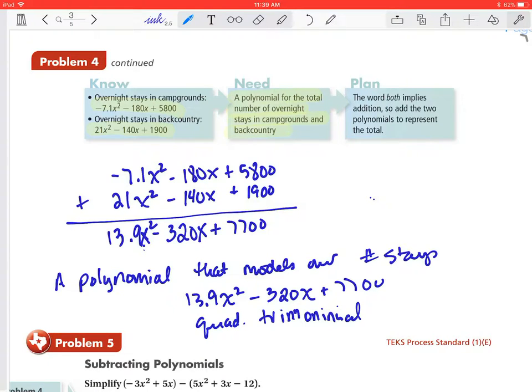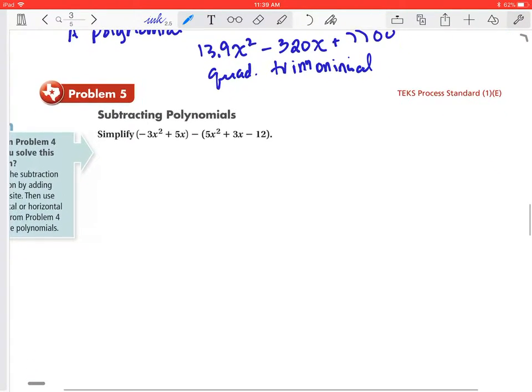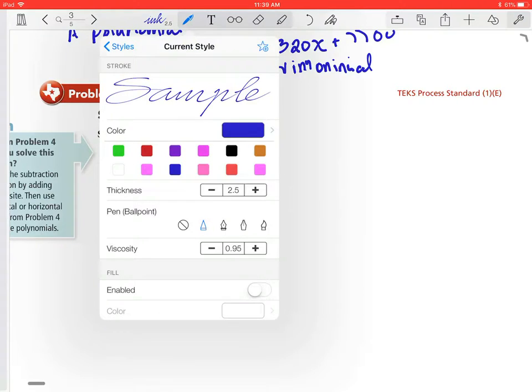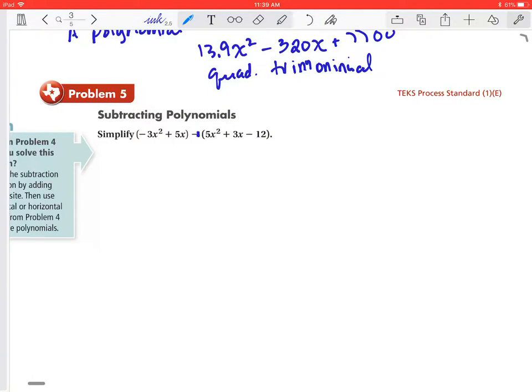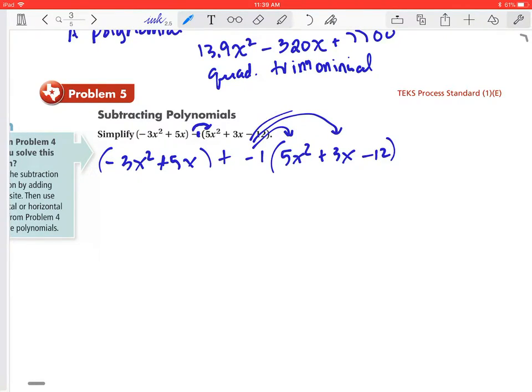Okay, now in the next one, we're going to be talking about subtracting. It's frankly telling us to subtract. So we're saying negative 3x squared plus 5x minus, in parentheses, 5x squared plus 3x minus 12. Now, here's an important comment that I want to make. This is essentially like a minus 1 in front, so I need to distribute. That's like saying negative 3x squared plus 5x, plus negative 1 times 5x squared plus 3x minus 12. So I'm going to distribute that negative 1 to all the terms inside the parentheses.